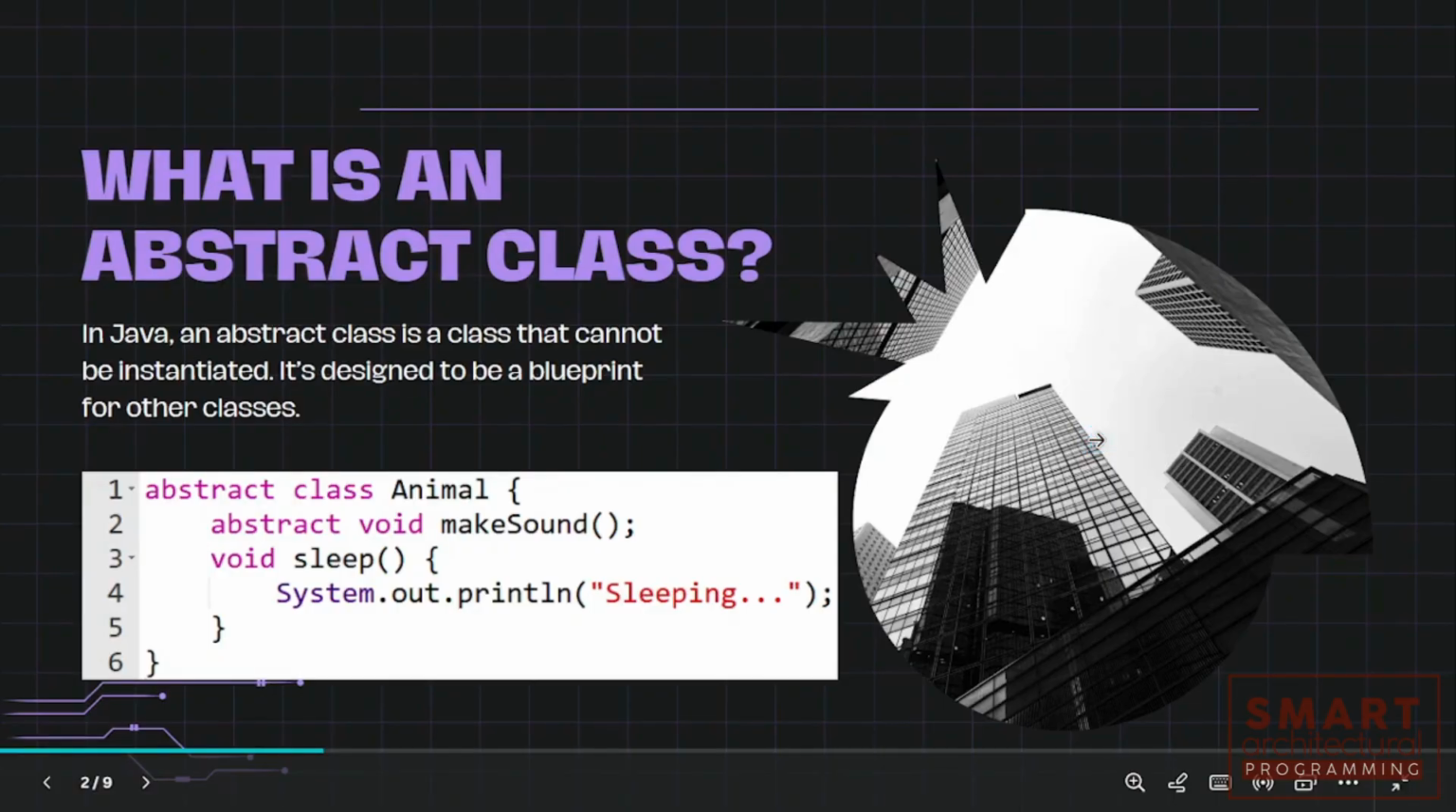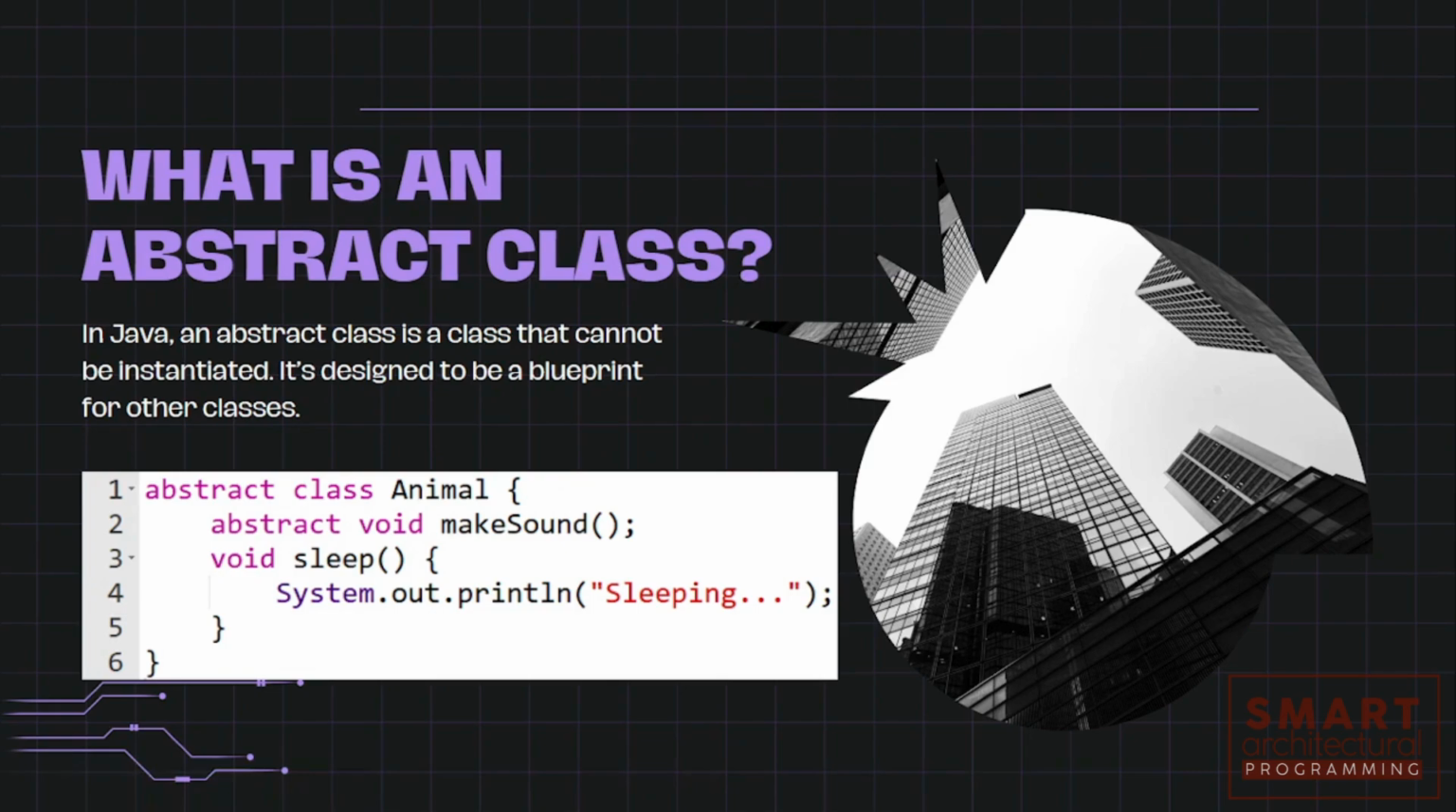So, what is an abstract class? In Java, an abstract class is a class that cannot be instantiated. It's designed to be a blueprint for other classes. Think of it like a contract. It defines what a subclass must do, but not necessarily how.